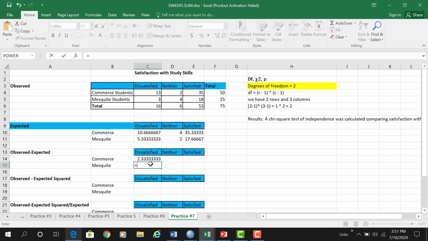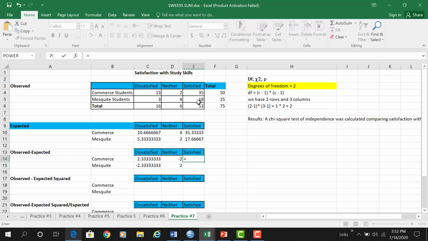Same thing here, equals 3, which is the observed for Mesquite dissatisfied, minus their expected. So observed equals, for neither, equals 2 for Commerce minus their expected, equals 4 for Mesquite observed for neither minus 2 for the expected.